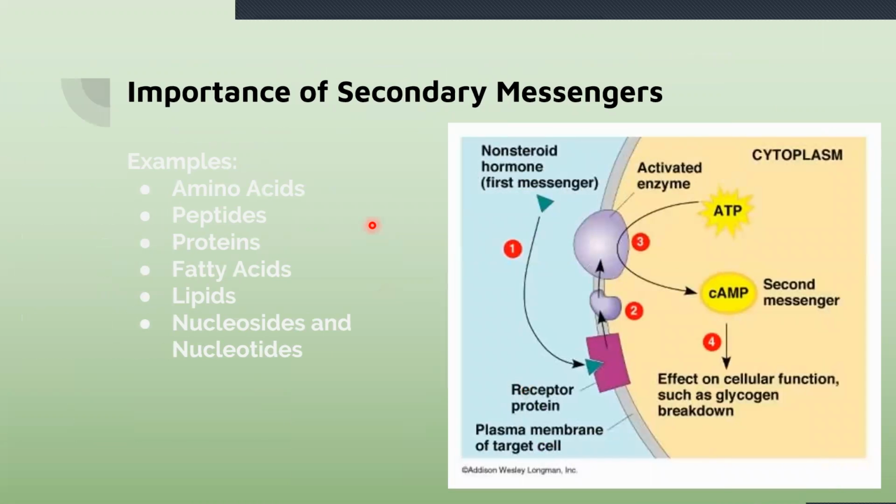Right, so there are also things called secondary messengers. Basically, the message comes into the cell receptor, and the shape will change, like she mentioned. This leads to transduction, which converts the extracellular message to an intracellular message. So secondary messengers are used to target the cells that further pass along the signal. Some of these include amino acids, peptides, proteins, fatty acids, lipids, nucleosides, and nucleotides.